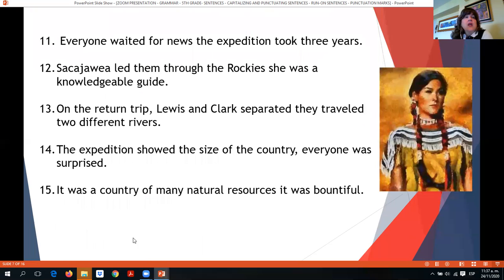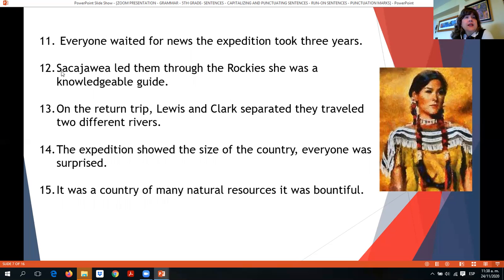Okay. Number 11, everyone waited for the news. The expedition took 3 years. In this case, we have two separate ideas. The first one, everyone waited for the news. And the second idea is the expedition took 3 years. So, for example, if we want to write this as a compound sentence, we could say everyone waited for the news, comma, but the expedition took 3 years. And if we want to write them as separate sentences, we could say everyone waited for the news, period. We capitalize the T and say the expedition took 3 years, period.